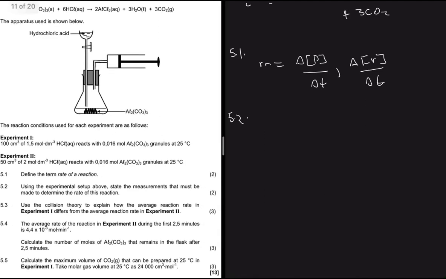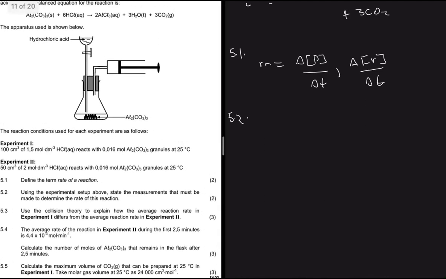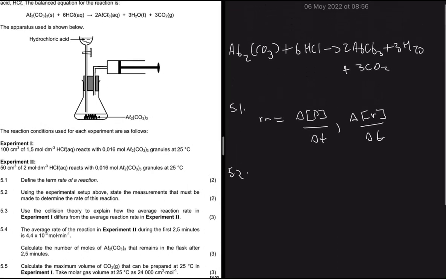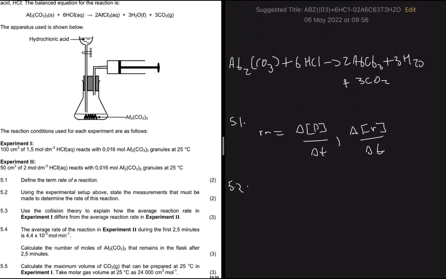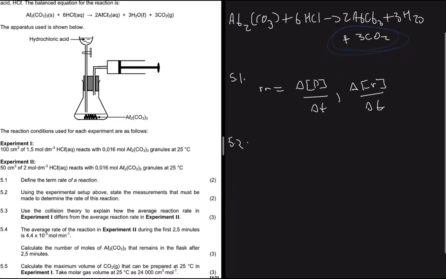And then 5.2 says, using the experimental setup above, state the measurements that must be made to determine the rate of this reaction. So again, look at the picture on the left hand side. Look at the setup. As I've already stated, one of the products of the reaction is a gas, right? And then the time, you can always measure the time manually, right? So for you to calculate the rate of a reaction, we need the change in concentration of the products or the reactants divided by unit time. So one of the things you will need to measure, obviously, is delta T, which you measure manually. Maybe you use a stopwatch or something.